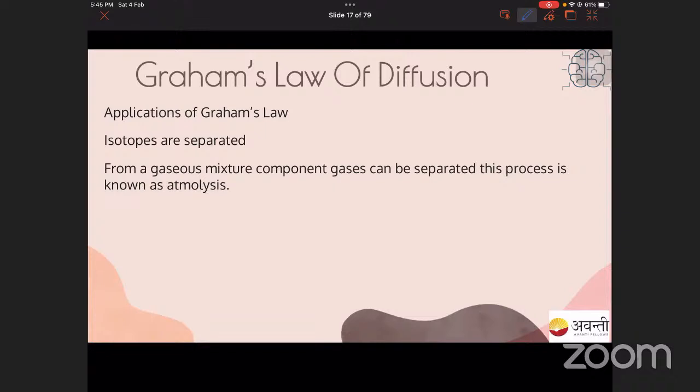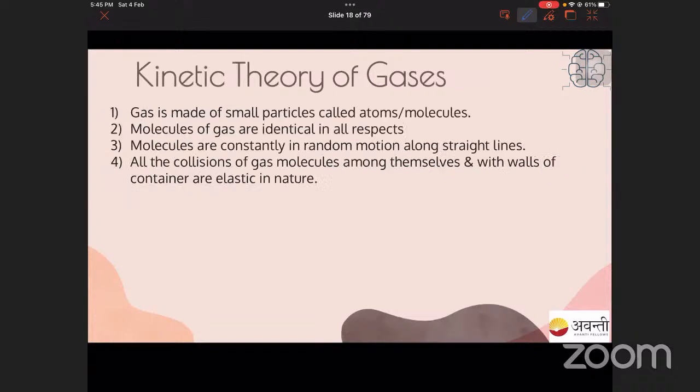Clear, everyone? This is about Graham's law. Still, we need to speak some concepts here. But did you get it? Applications are there, a few applications. Class, did you get the concept properly? Yeah, good to know. Now, if we move on, next is kinetic theory of gases.